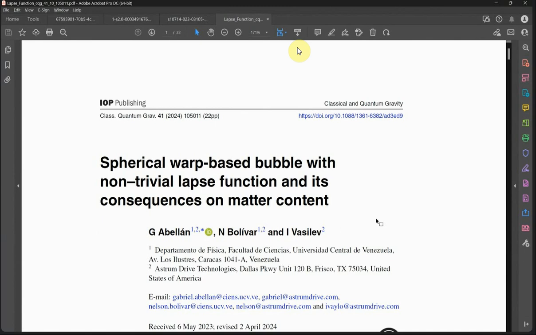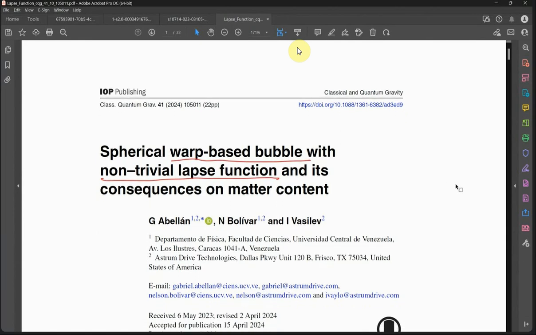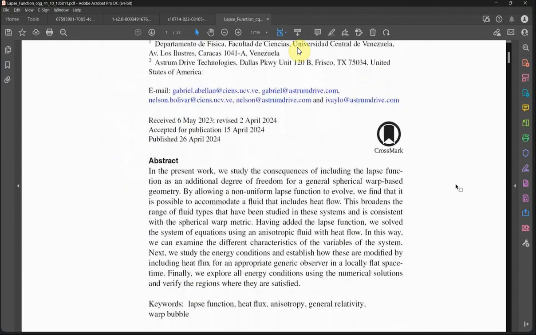Well, as far as we understand, this is the first article that is getting involved into the thermodynamics of this type of systems. And if you see, we're calling this time warp-based bubble and not warp drive. And we'll get into that later to explain what that means. But what is more important here is that we work on warp-based bubbles and non-trivial lapse functions. And we want to see what happens with matter when we work on this type of system.